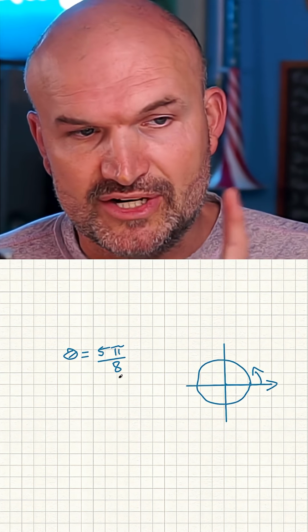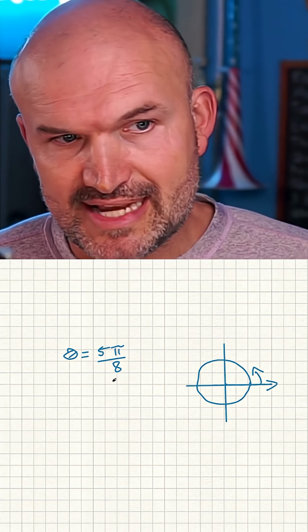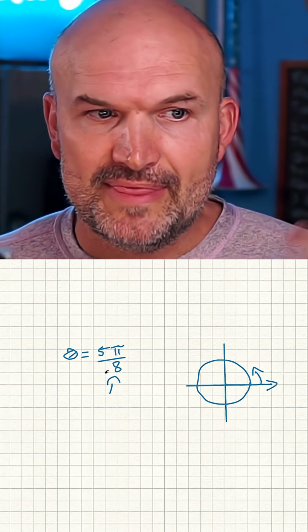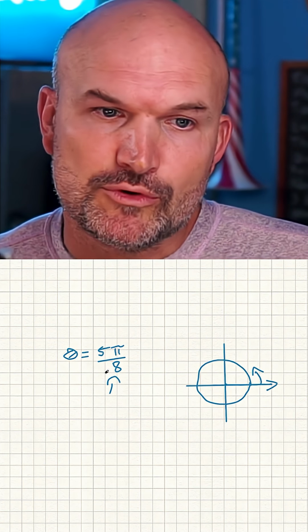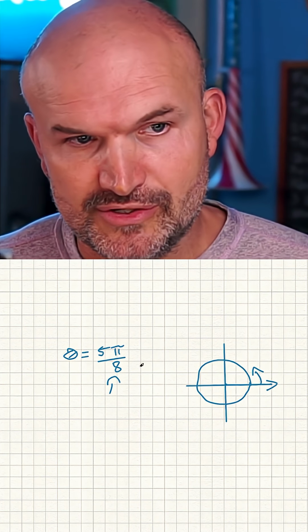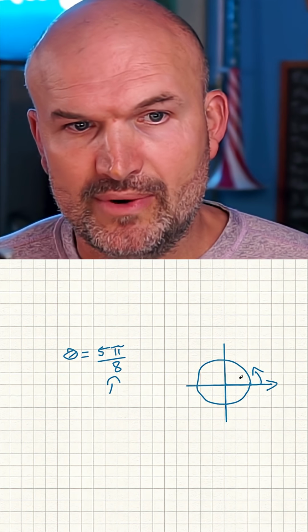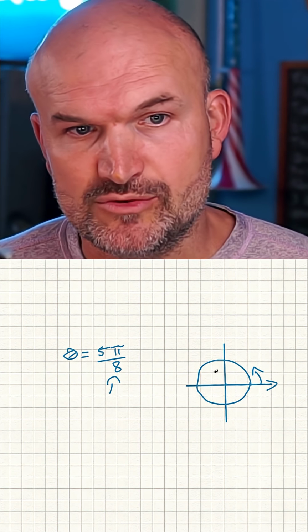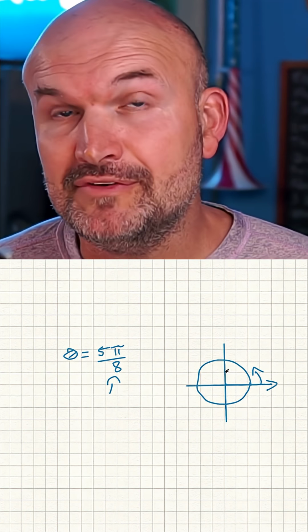Now, the key thing that I want you to pay attention to when we're sketching all of these angles is notice the value on the bottom. That is basically going to be how many times we're going to break up half of the circle. So you can see here, we have the number 8. Right now, we have it broken down into halves, right? This y-axis is breaking down half of the circle into halves.